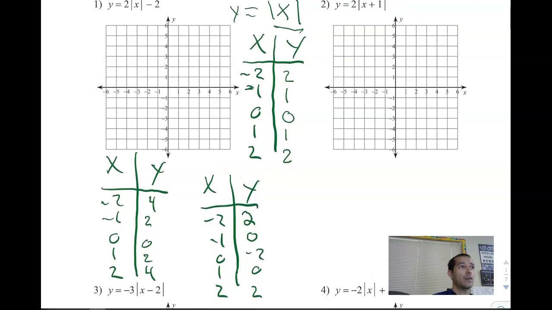So now if we graph all those points, I would have -2, 2, okay, -1, 0, 0, -2, 1, 0, and 2, 2. And that would be the final graph. We can just connect the points. And if you notice, that's just a V move down 2, and all the heights got doubled. That's pretty much what happened.